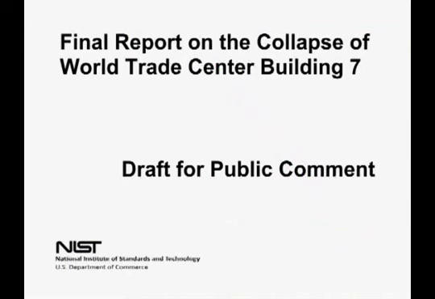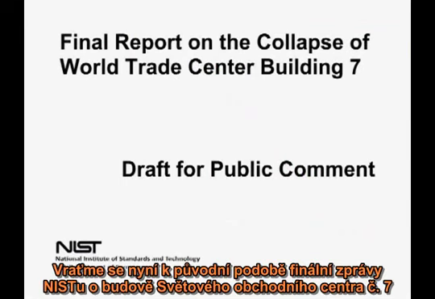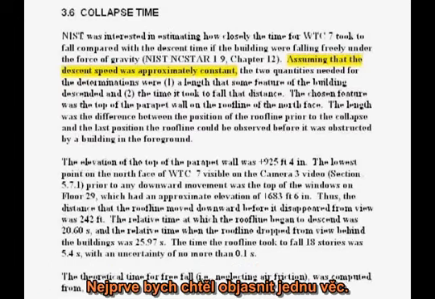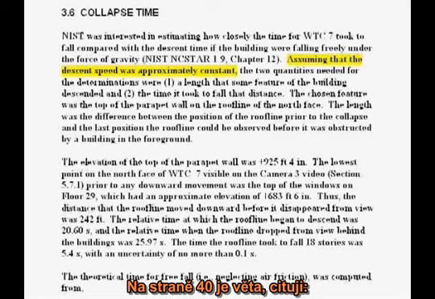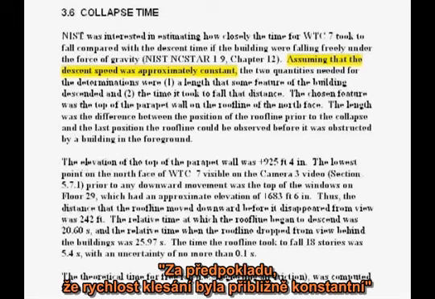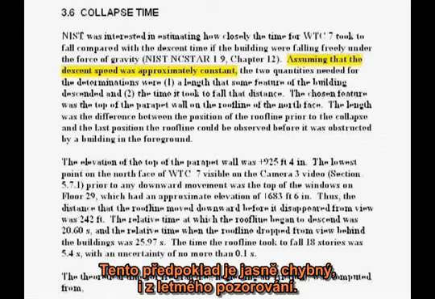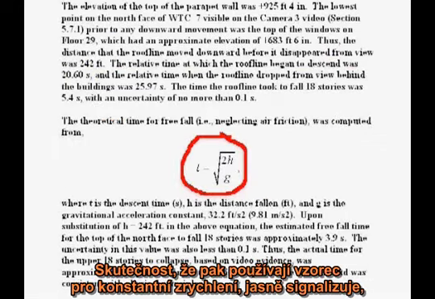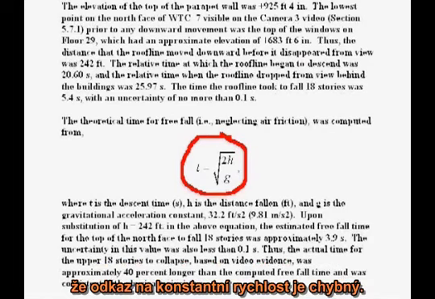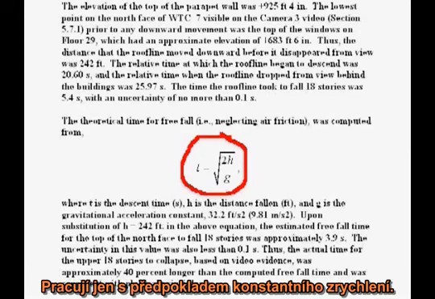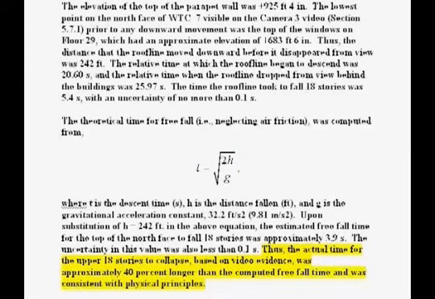Let's return to the NIST final report on WTC 7. I would like to clarify one thing right away. On page 40 there is a phrase, quote, "assuming that the descent speed was approximately constant," unquote. The assumption is clearly false from even casual observation. However, the fact that they proceed to use a formula for constant acceleration clearly indicates the constant speed reference is a misstatement. They're actually assuming constant acceleration.